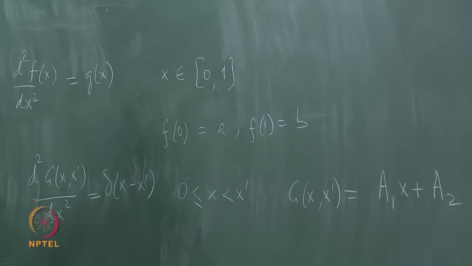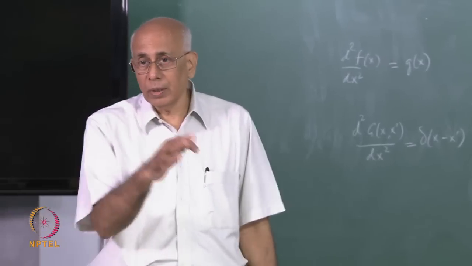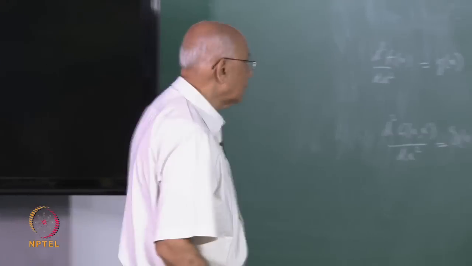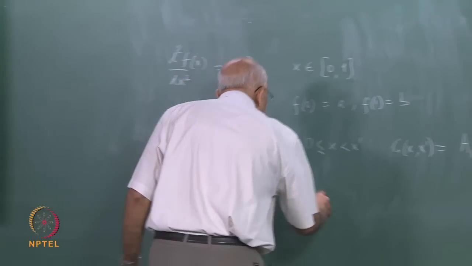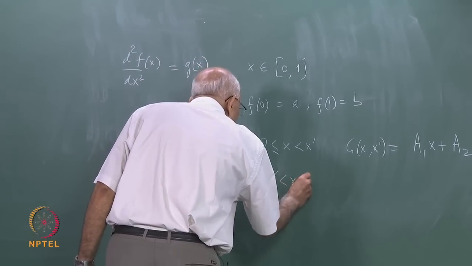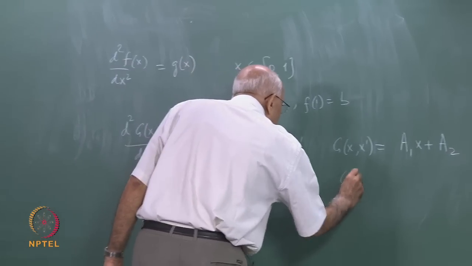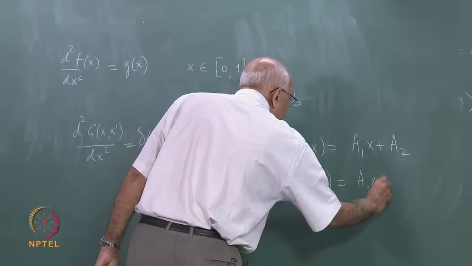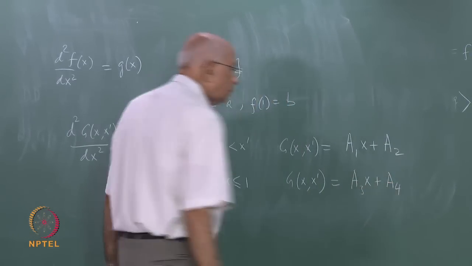a1 and a2 could depend on x prime, in fact they would in general depend on x prime because we just integrated with respect to x alone. And in the other region, x prime less than x less than or equal to 1, g of x comma x prime equal to some other constant a3x plus a4. Okay.